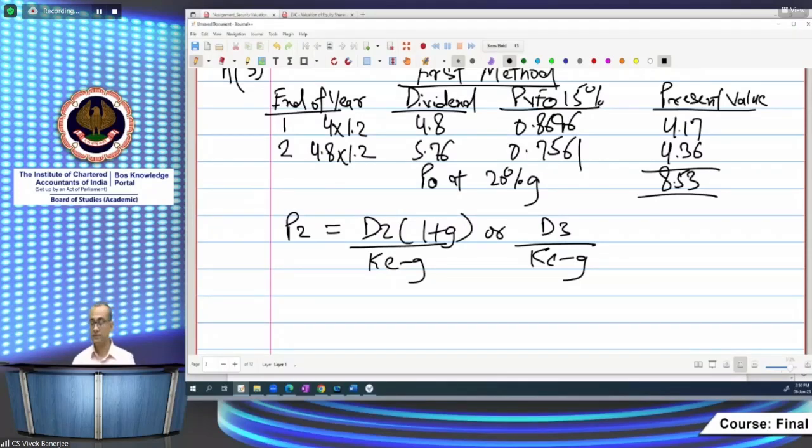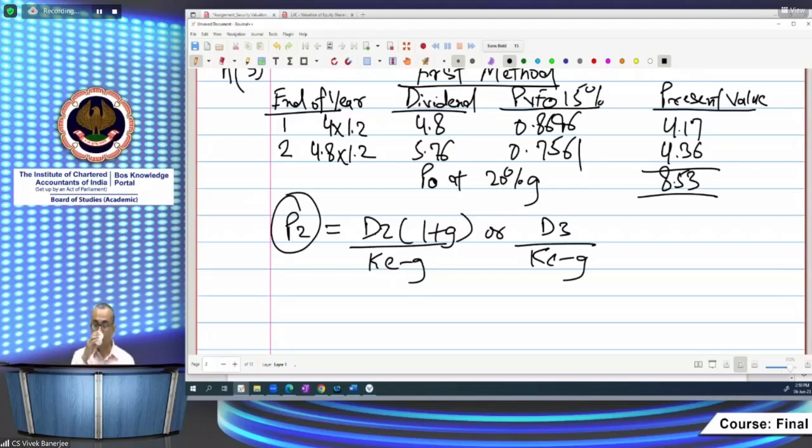Why have we written here P2? Why did we not write P3? So what does P2 indicate? P2 indicates that it is the present value at the beginning of the third year or at the end of the second year.